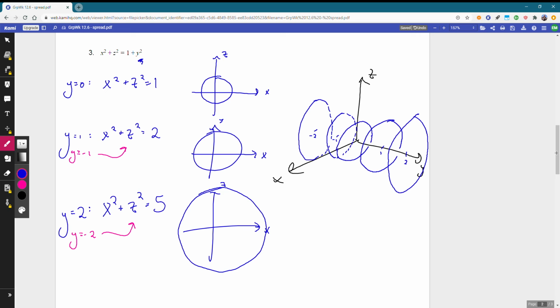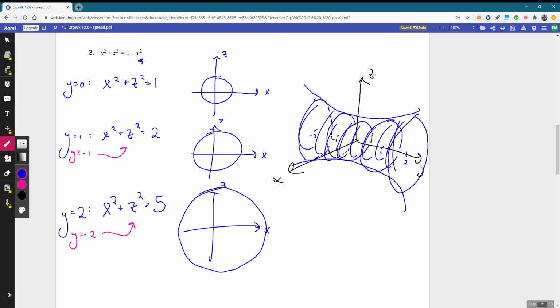And right, if we keep moving out in the y direction, these circles are going to keep getting bigger and bigger and bigger. And if we move in the negative direction, it's going to keep getting bigger and bigger. And so putting this together, we get this sort of shape here for our surface. It's kind of an infinite tube that's extending and growing on either side as we move in the y direction. And so here what we get is a hyperboloid of one sheet.